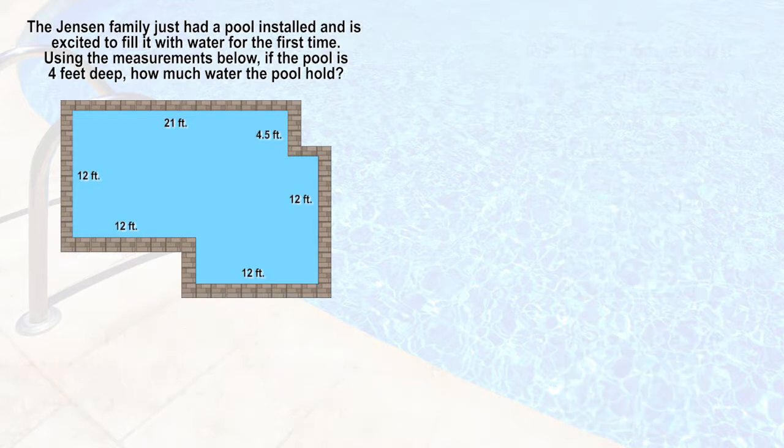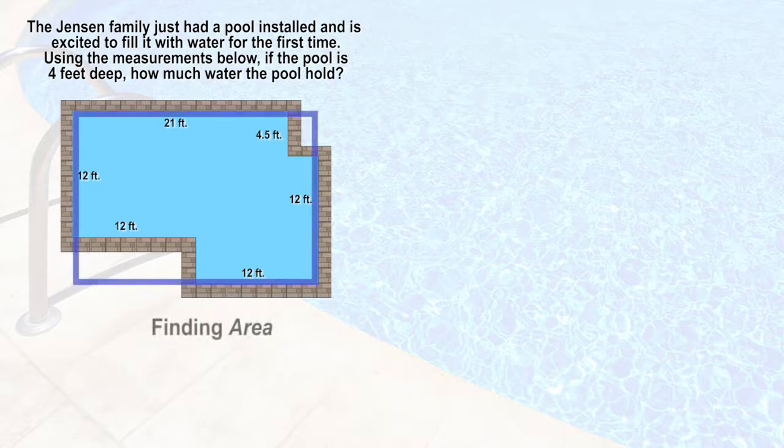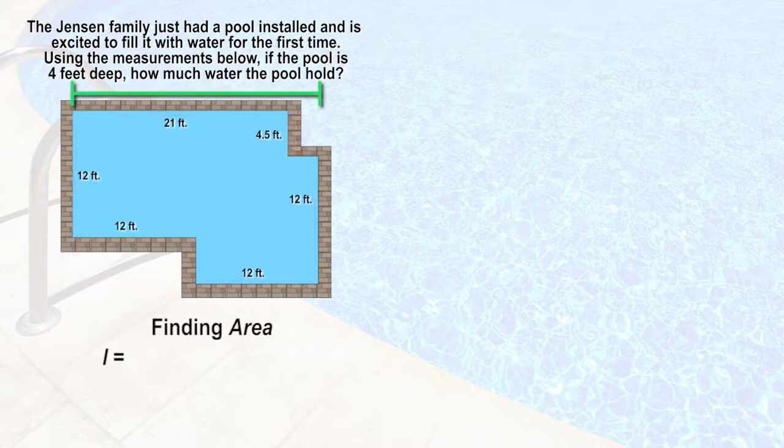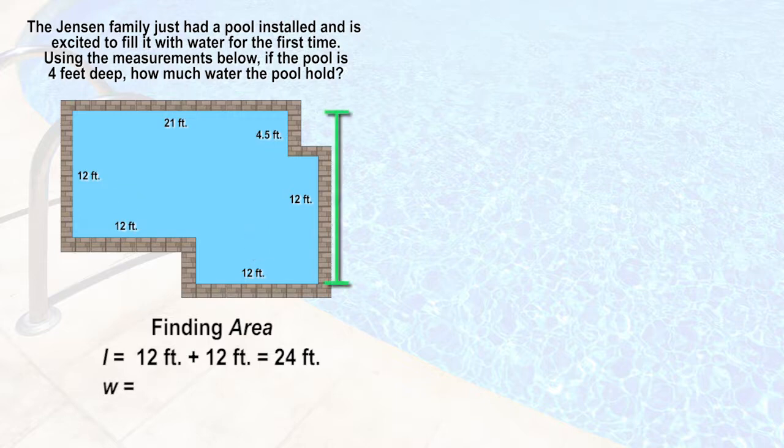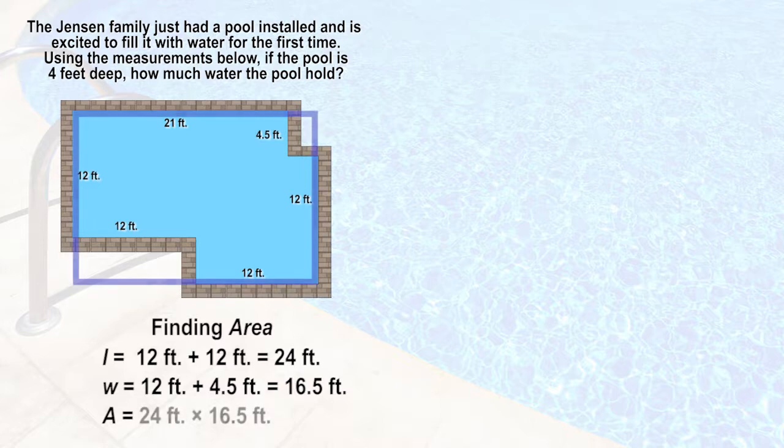Another way to break the pool into rectangles would be to calculate the whole pool as a rectangle, then subtract the small pieces that are not a part of the pool. The total length of the pool can be found by adding the 12 feet length here and the 12 feet length here for a total of 24 feet. The width of the whole pool is found by adding 12 feet plus 4 5/10 feet for a total of 16 5/10 feet. The total is 24 times 16 5/10, which equals 396 square feet.